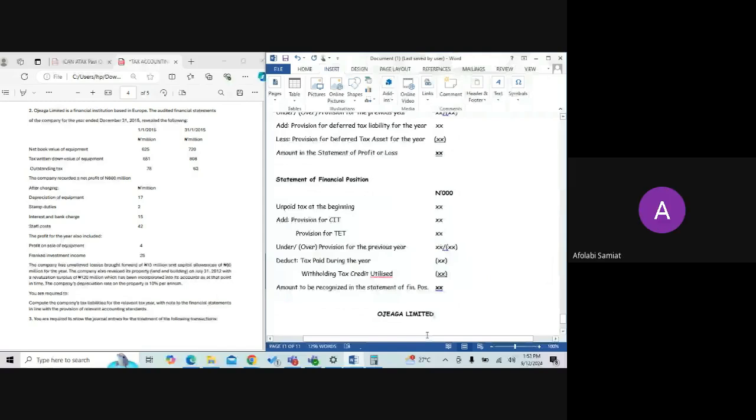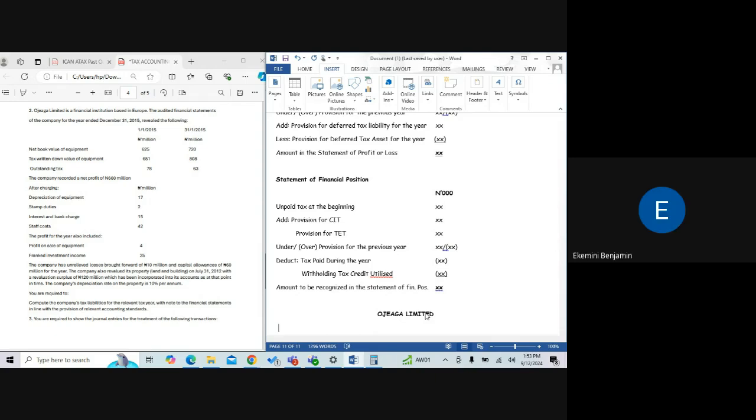Okay, sir. You made mention that the profit or loss contains the expenditure, the expenses side of tax, while the statement of financial position contains the liability side of it. Trying to solve.